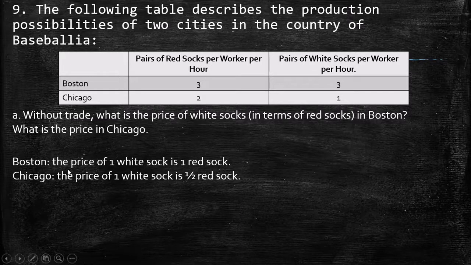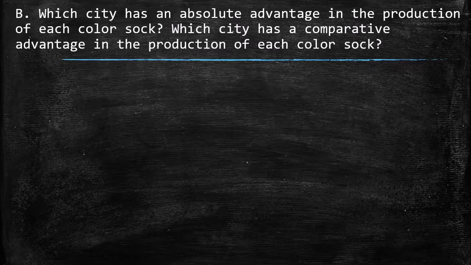So in Boston, the price of 1 white sock is 1 red sock, because they produce the same quantity per hour. In Chicago, the price of 1 white sock is half of a red sock, because they produce 2 red socks in 1 hour. So in the time that I just produced 1 white sock, I'm giving up 1/2 of a red sock. So now, which city has an absolute advantage in the production of each color sock? Which city has a comparative advantage in the production of each color sock?